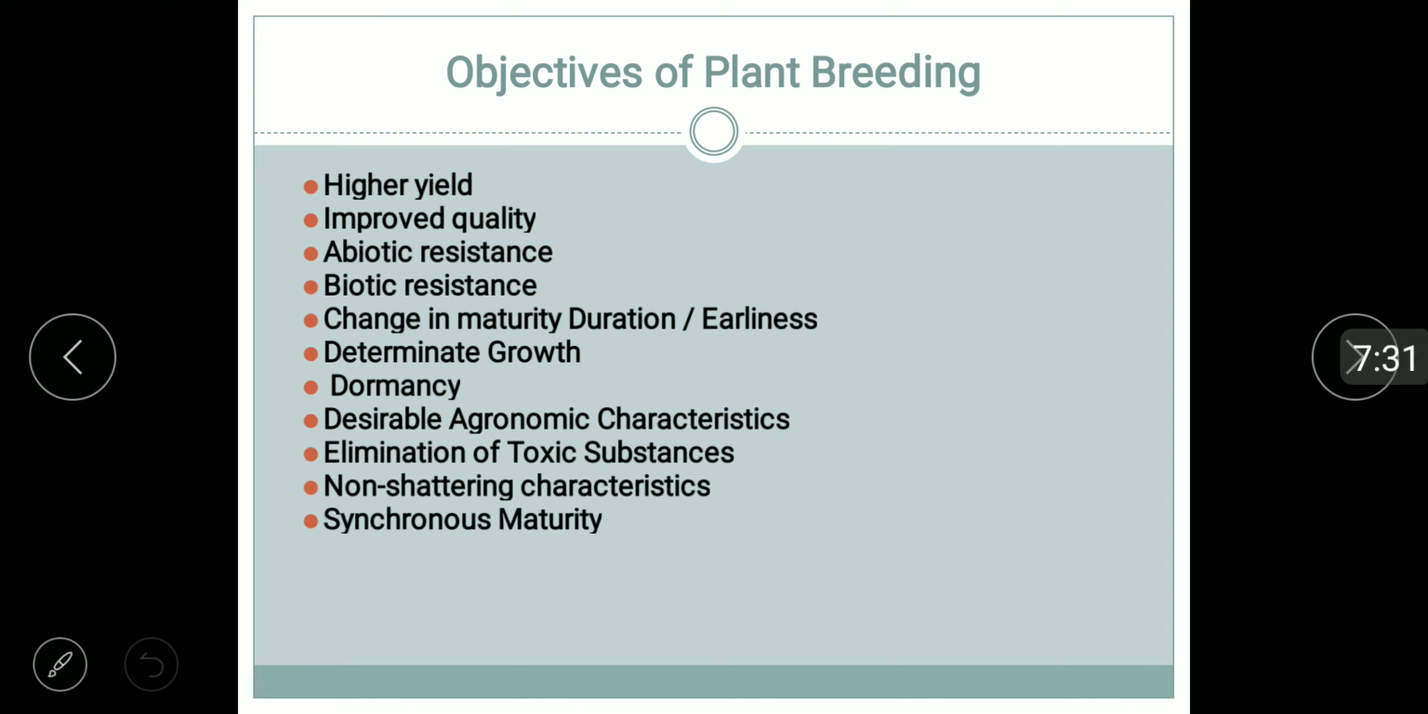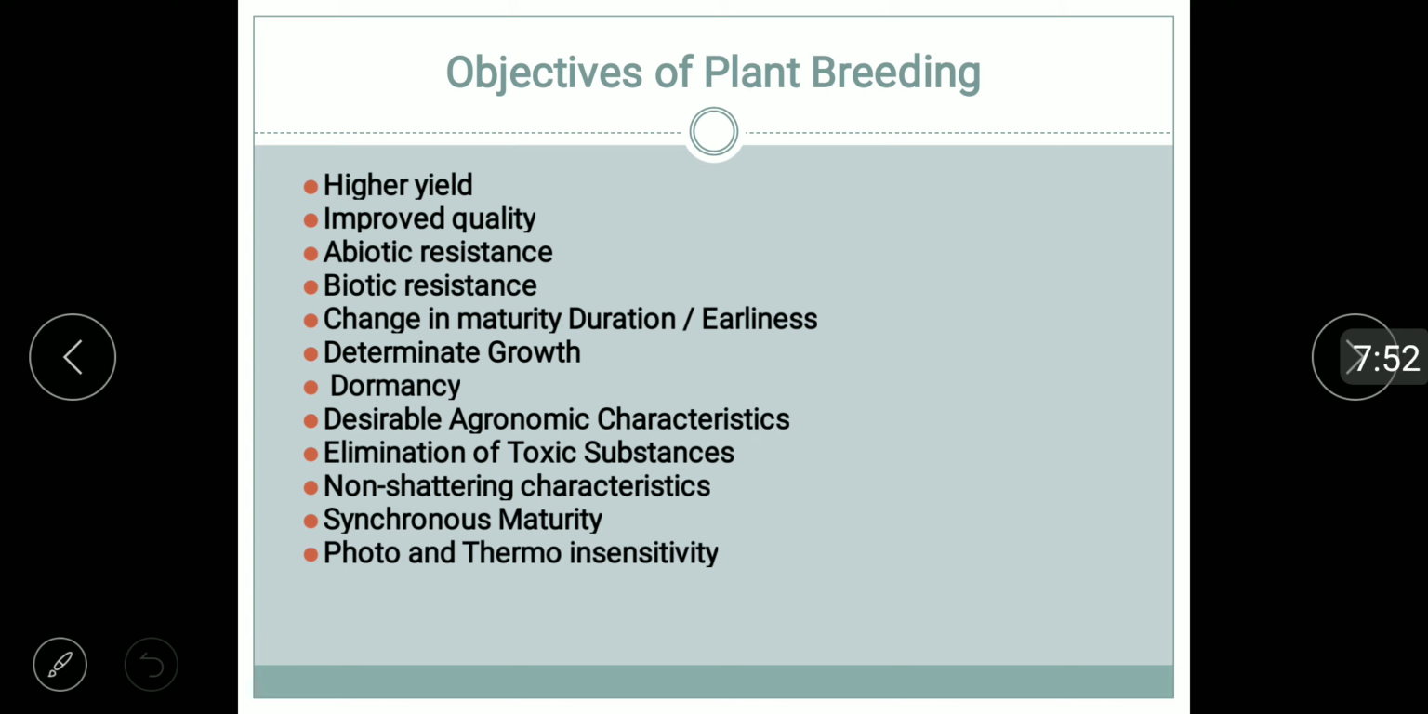Non-shattering characteristics: it should not shatter. Synchronous maturity, one of the important ones. Every plant in the population in the field should mature at the same time, because if it is not synchronous, we have to harvest every day. It is laborious and cumbersome.